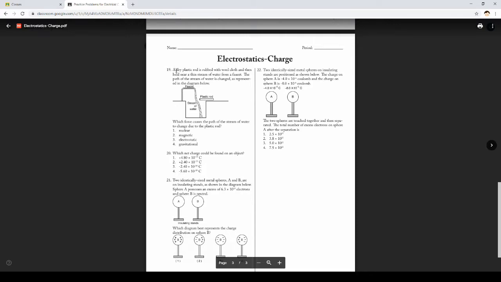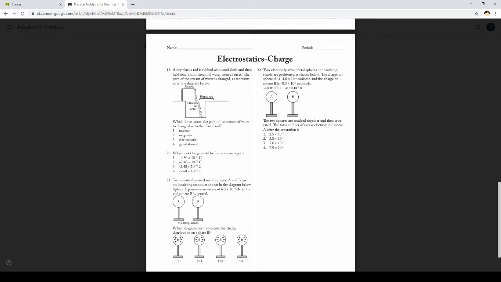Number 19. A dry plastic rod is rubbed with wool cloth and then held near a thin stream of water from a faucet. The path of the stream of water is changed as represented by the diagram below. Which of the following causes the path of the stream of water to change? That is the electrostatic attraction, because the water is going to be polarized and attracted to the plastic rod.